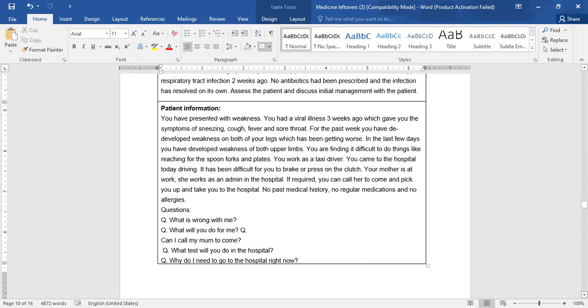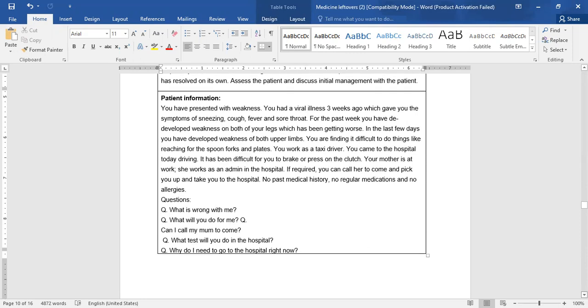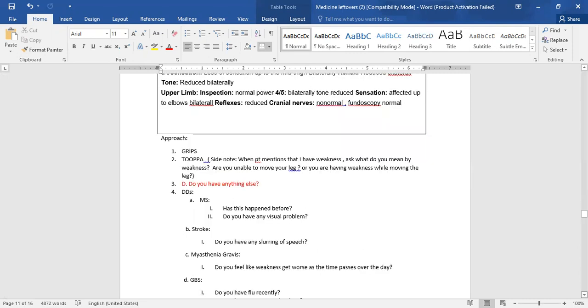Questions: What is wrong with me? What will you do for me? Can I call my mom? What tests will you do in the hospital? Why do I need to go to the hospital right now? So the patient has presented here with what? Weakness. So even if you got the idea that it is GBS, do not sound scripted.